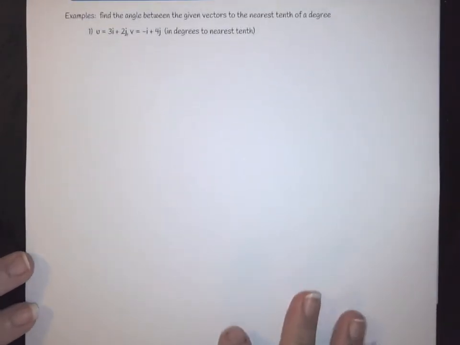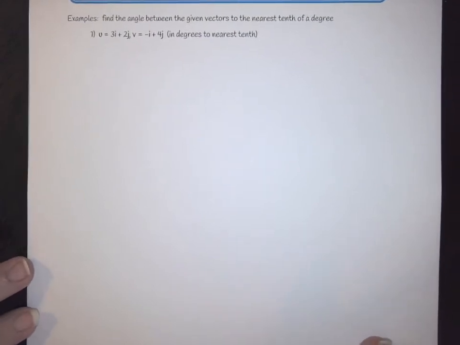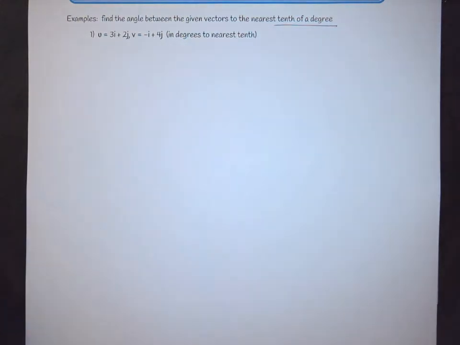So here the question says to find the angle between the given vectors to the nearest tenth of a degree. Because we're talking about degrees, you want to make sure that your graphing calculator is set to degree mode because we want tenth of a degree here. We're told that vector u has the linear combination 3i plus 2j, and vector v has the combination negative i plus 4j.